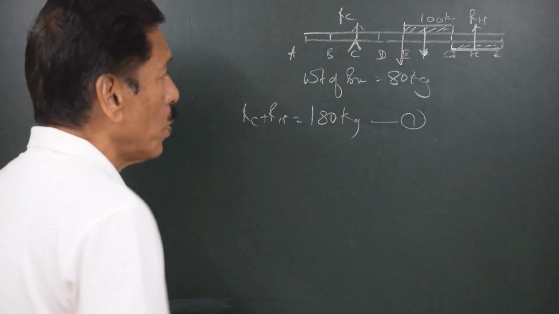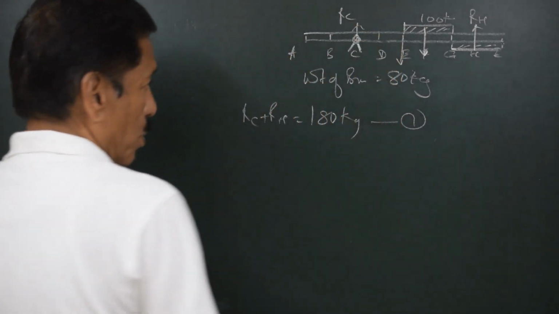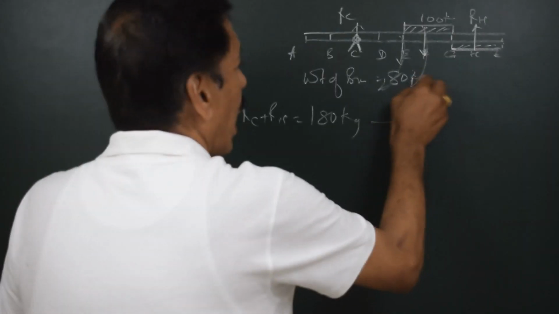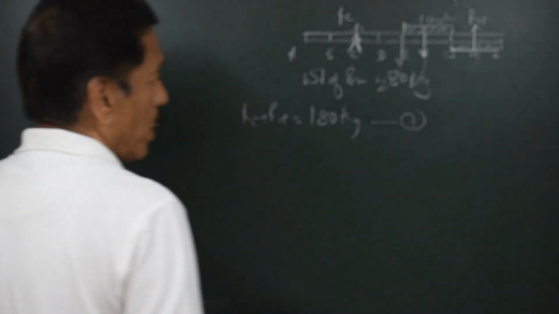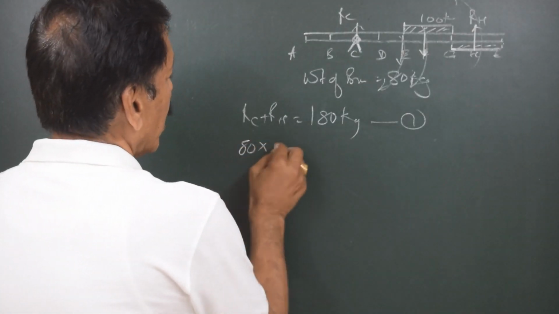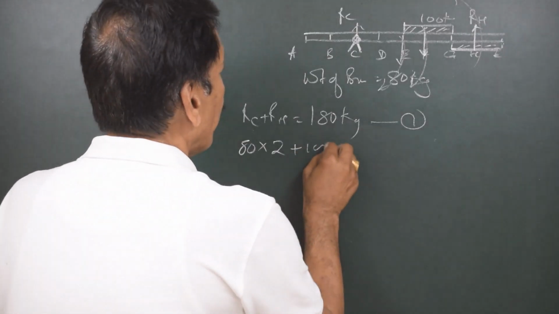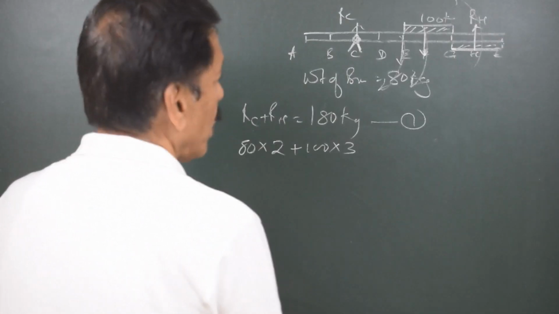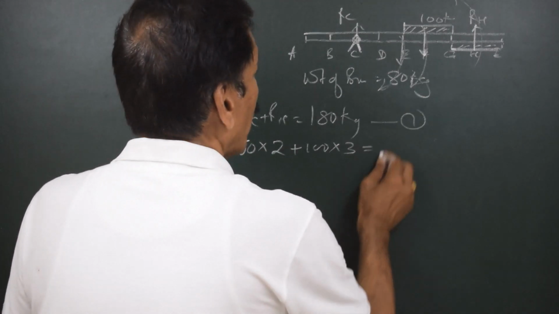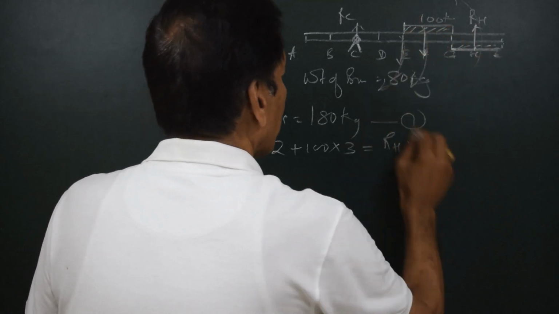And I always told you, you take the moment about the left support, we assume that the beam can turn about this point. What are the clockwise turning moments? Let us look at them. And what is the anti-clockwise turning moment? So clockwise turning moment is 80 acting at 2 meters from C, and 100 acting at 3 meters from C, and this total clockwise moment should be equal to anti-clockwise moment, and that is RH multiplied by 1, 2, 3, 4, 5.